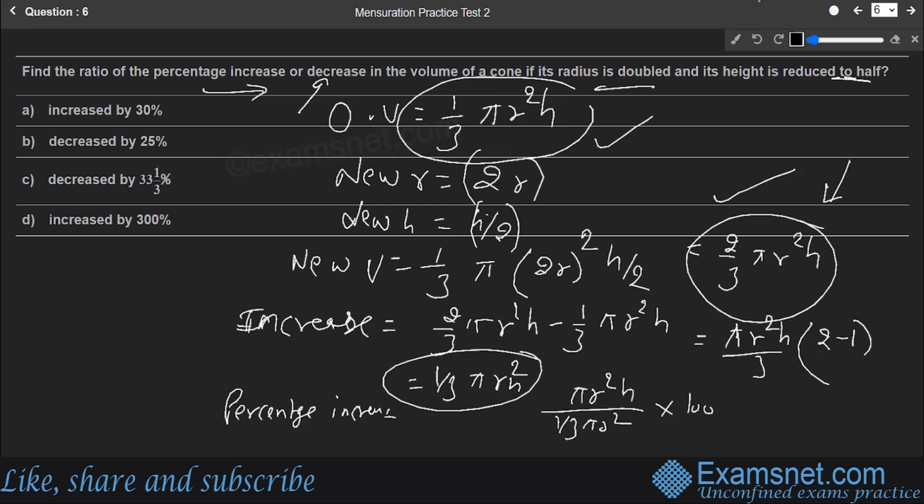Rather, we have to put the other one up, so it has to be 1 by 3 pi r square h up by 3 pi r square h over pi r square h into 100, which is nothing but clearly cutting as 300%. So that is the final value. It has been increased by 300%. Available in option number D becomes the right answer.